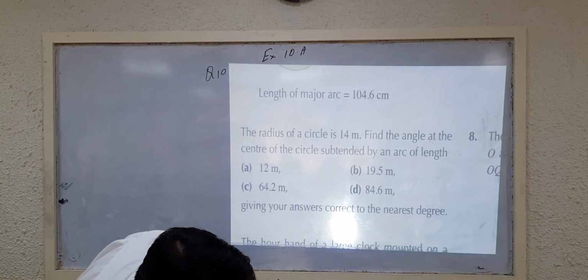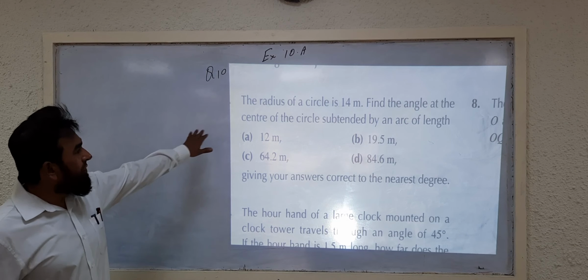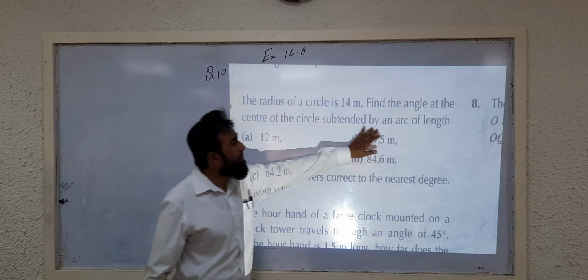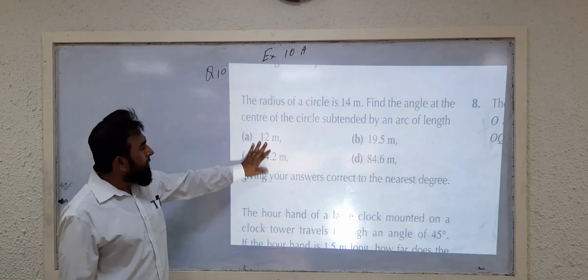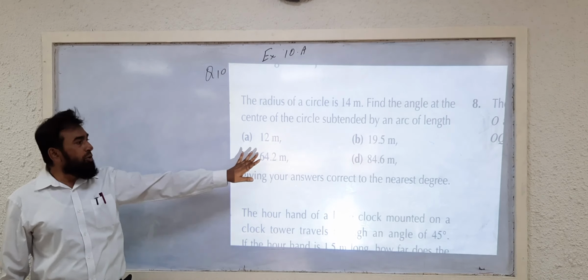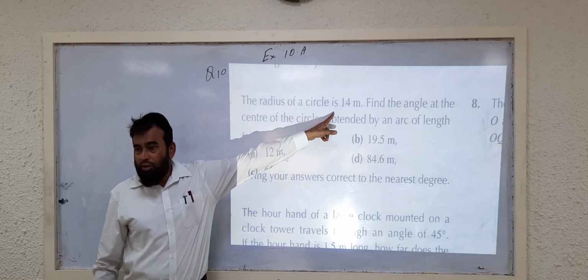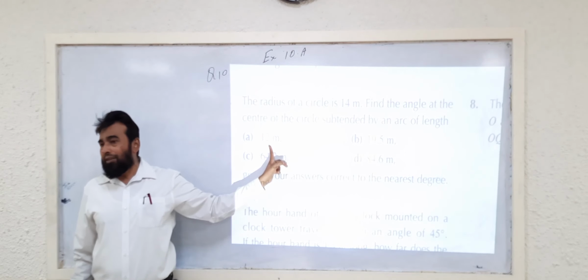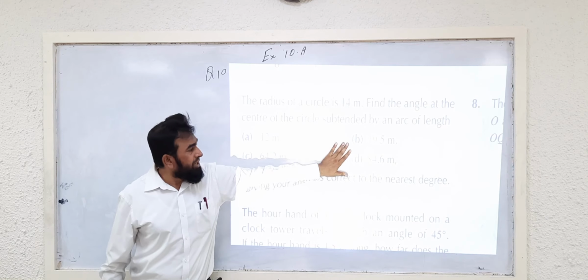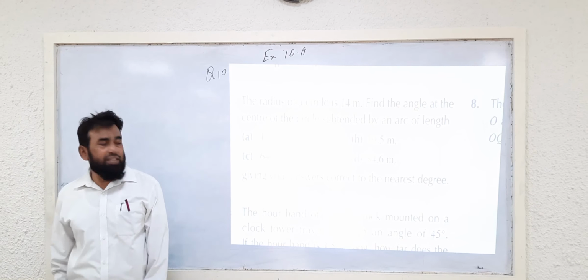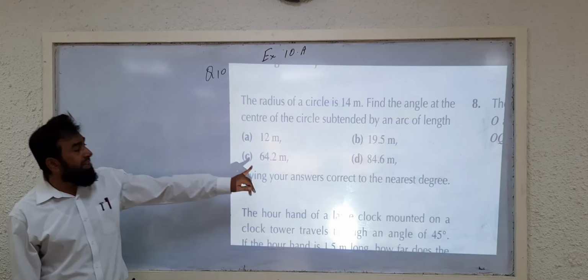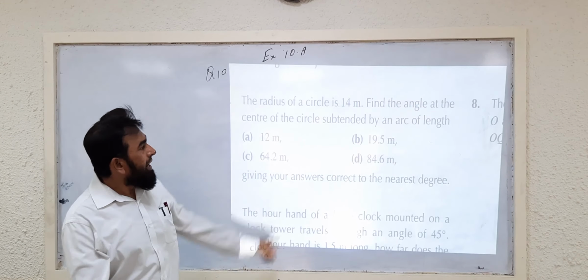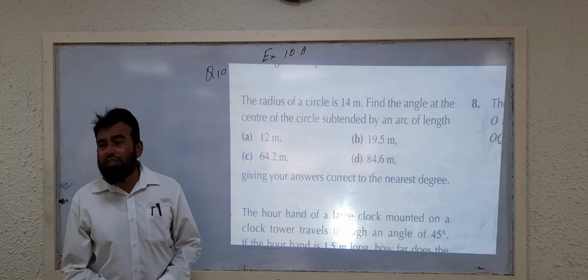In this question number 10, you can see that the radius of the circle is 14. The radius is given. The radius of the circle is 14. Find the angle at the center of the circle subtended by an arc of length 12 meter. Here the radius is 14 meter. This is the length of arc, because in these parts A, B, C, D the length of arc is given, and he is asking you to find the angle subtended at the center of the circle.